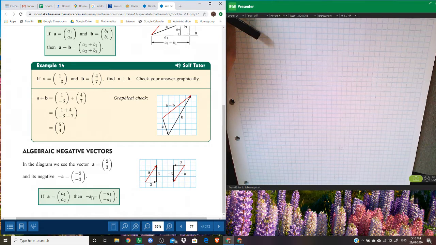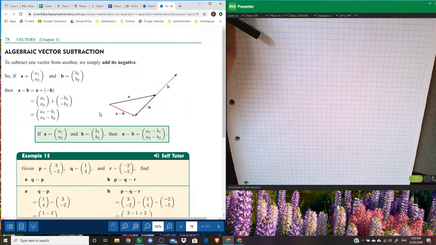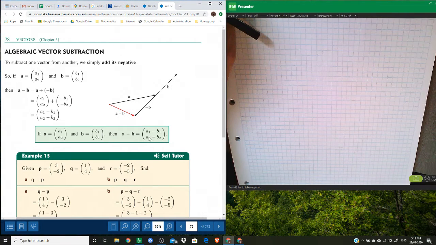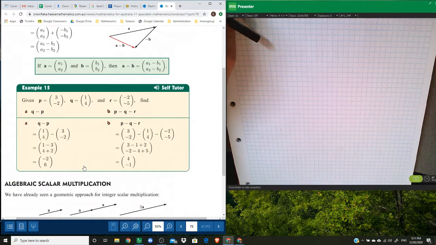Algebraic negative vectors. If you apply a negative, you apply it to both the x and the y, and it travels in the opposite direction, as we went through in the previous lot of work. Vector subtraction: remember, you can work out the subtraction by adding the negative. So if you use a minus b, then you add negative b. So we've added negative b: a1 plus minus b1, a2 plus minus b2, or just simplified like this.